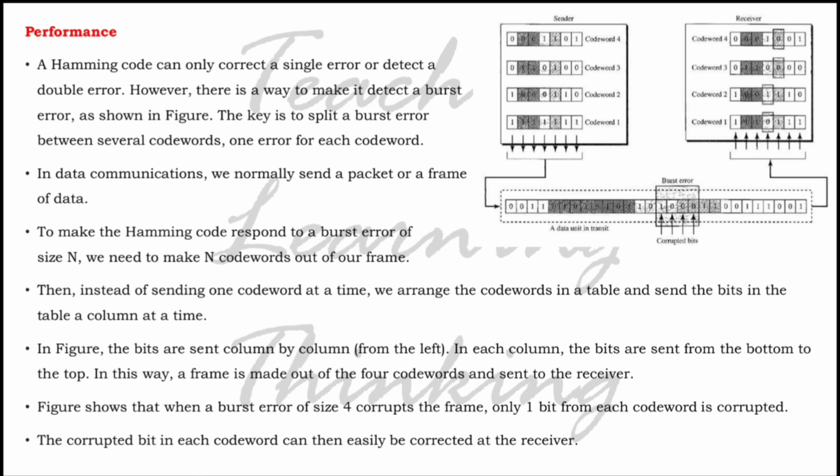So this is the performance: the figure shows how a burst of errors can be split into several code words, and then sent from left to right by column. That is what is happening in the figure, so you can refer to that. So that is all for today. We have discussed linear block codes. The first one is simple parity check and the other one is Hamming code.